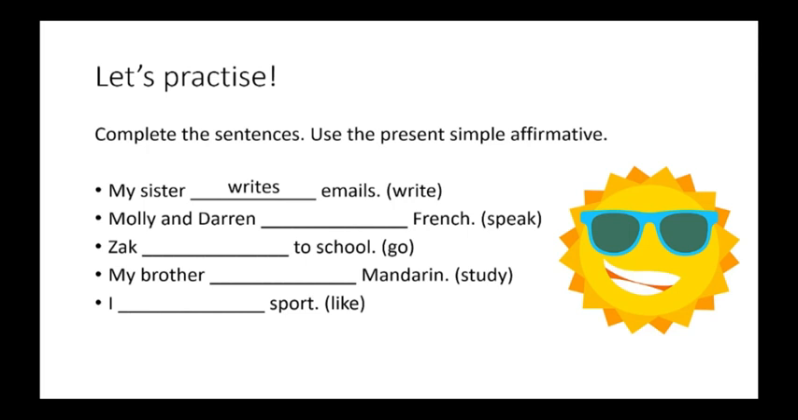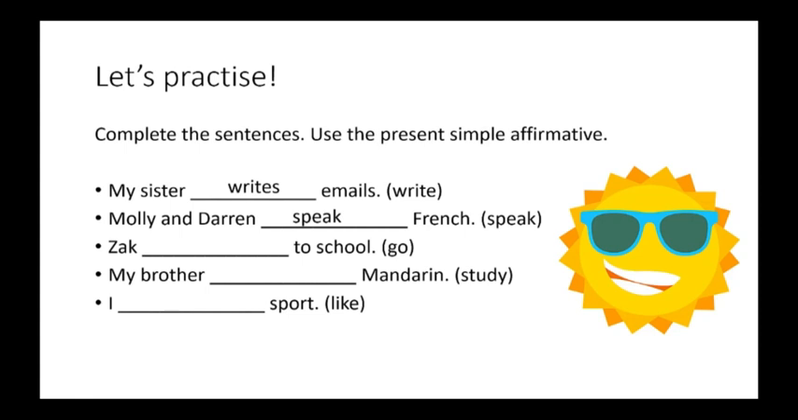So the subject here is Molly and Darren. Right, it's two people, right? It's not one person. It's not just Molly or just Darren. It's two people. So this is plural. That means we just leave the base form. Molly and Darren speak French.